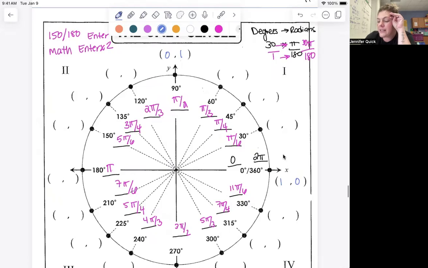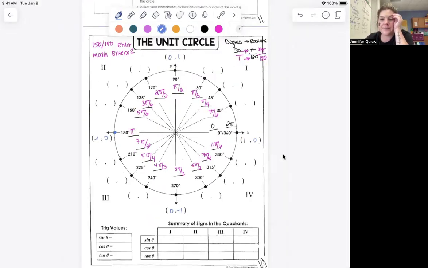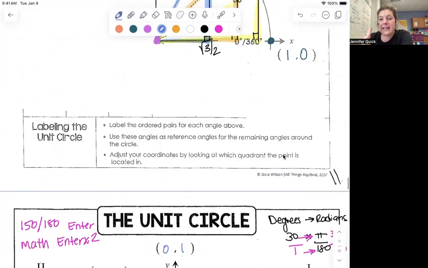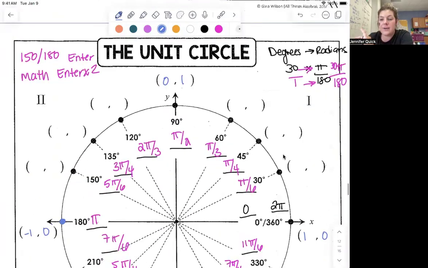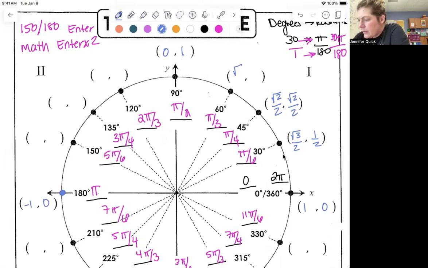If I go to this coordinate, this is a negative 1, and I go up or down, none. And then if I go to 270, I go left or right, none, but down 1. So that's why that's a negative 1. So there are my pieces of the puzzle. Now I'm just going to copy what I did in this first quadrant right here. So this is going to be the square root of 3 over 2, and then 1/2, and the square root of 2 over 2, the square root of 2 over 2, then, I'm lying to you, 1/2, square root of 3 over 2.